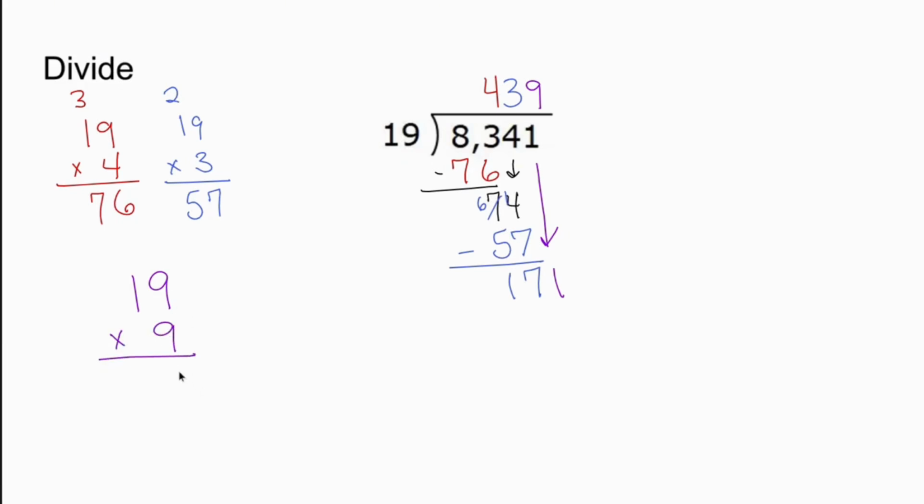9 times 9 is 81, so write out your 1, carry the 8. 9 times 1 is 9. 9 plus 8 is 17. So we get 171, which is good, because when we subtract, we get 0, and there's no more numbers to bring down. So if that's the case, we're done. We have our answer, and our answer is 439.